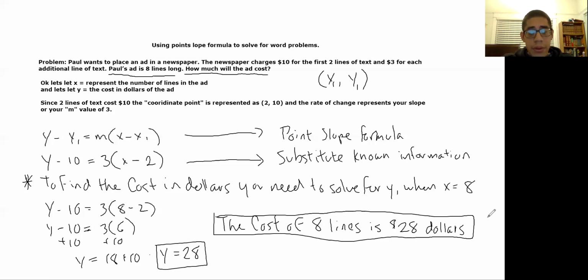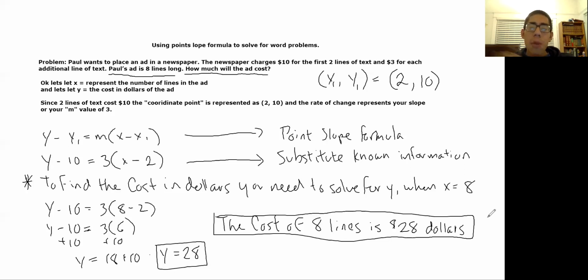So here, the newspaper charges $10 for the first 2 lines. That means if he only had 2 lines of text, that's my input, and inputs are X's. So if he only had 2 for an X, what would his Y be? His Y would be 10. So even though they didn't tell me straight out, they kind of did. With that first line, I know that my coordinate point is actually (2, 10).